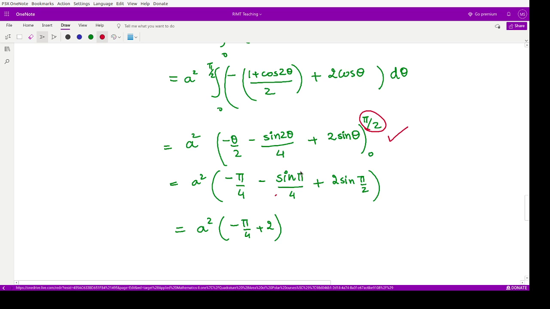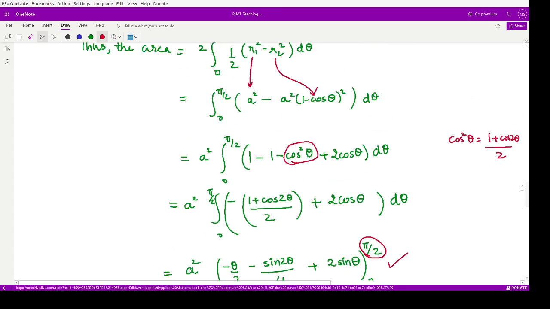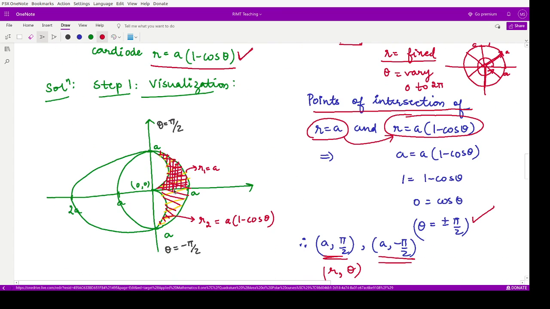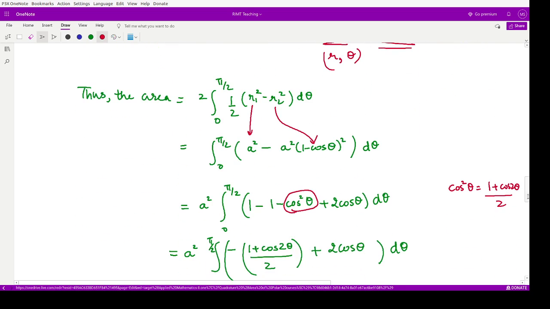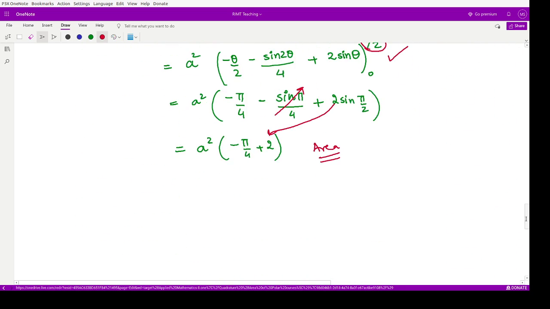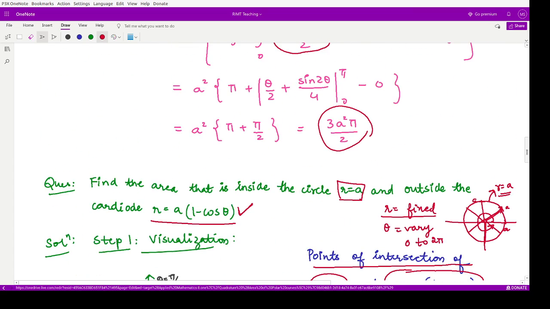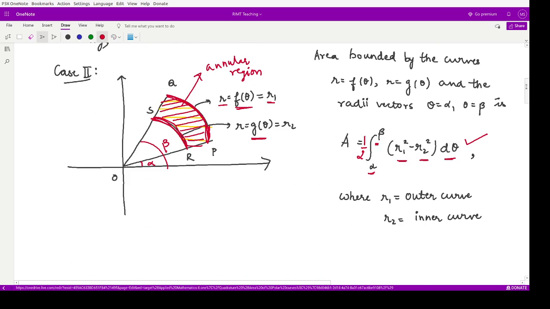Sin pi is 0, so this term is 0. Sin pi by 2 is 1, so we only have 2, and pi by 4. When you substitute the lower limit, we would have 0 here. Sin of 0 is 0, sin of 0 is 0. So this is the final area that we have just calculated for the whole of this shaded region, right?